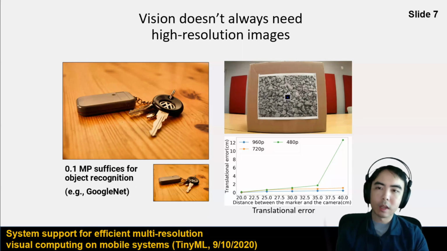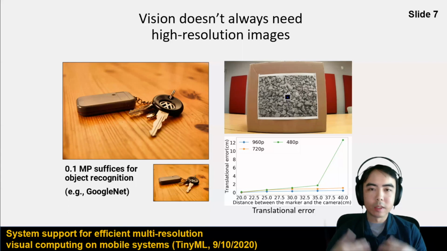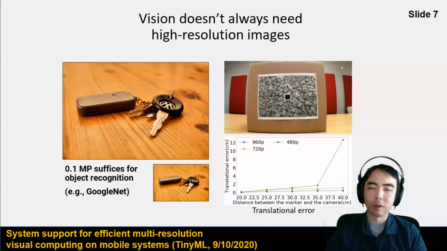And so in today's talk, I'll be talking about two different works that we've been doing to leverage this concept of dealing with multi-resolution visual computing. The key is that we also need to have system support for it, which is what these two works are about. The first work is something that I did in my graduate school days. The second work I'll talk about is something that's done in, well, my graduate students' graduate school days, which is these days.